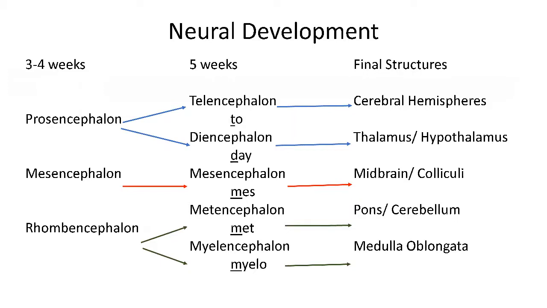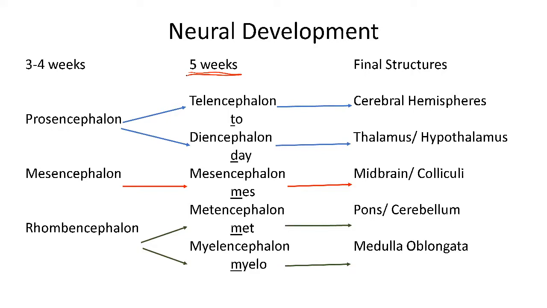At 3 to 4 weeks, we have three regions of what will become the brain. We have the prosencephalon, the mesencephalon, and the rhombencephalon. Those quickly divide out at the 5-week mark. When we talk about where did something come from, we usually are using the 5-week markers.